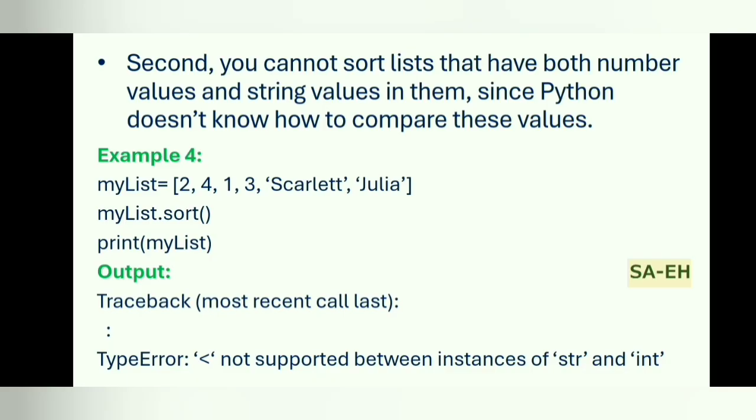The sort method sorts the list in place using only less than comparisons between items. Here Python produces a type error. You cannot sort lists that have both number values and string values in them, since Python does not know how to compare these values. So Python will display the error message.